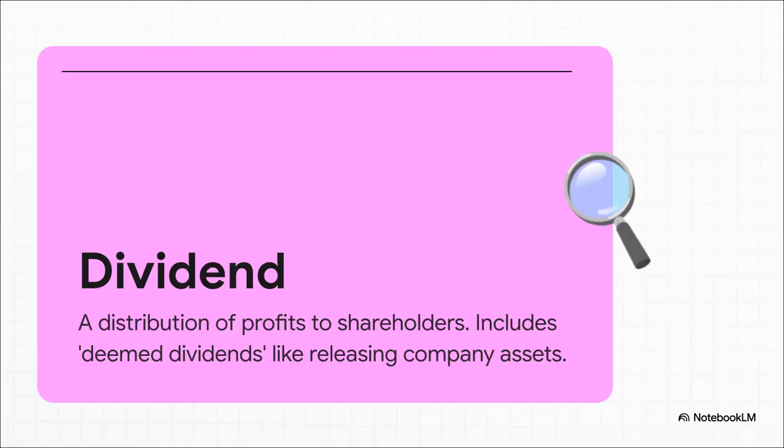So, at its core, a dividend is pretty simple, right? A company makes a profit and it shares some of that profit with its shareholders. But, and this is a big but, the tax definition is way broader. It also covers something called deemed dividends. These are things that might not be a direct cash payment, but are still seen as a distribution of profit, like a company giving a super low interest loan to one of its directors. So the key thing to remember is that it's more than just a simple check in the mail.